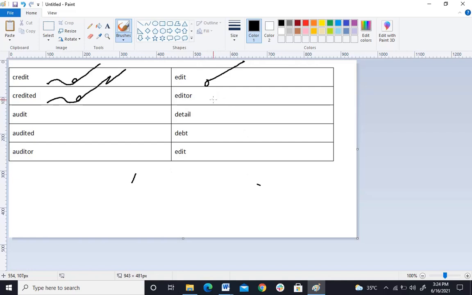Next, we have editor. Editor. Audit. Detail. Audited. Debt. Auditor. Diba? Yung debt natin, and then yung dead, may parehas silang stroke. So, paano yan? Titignan ulit ninyo kung ano yung mas kailangan nung ating sentence or nung tinatranscribe ninyo na sentence.